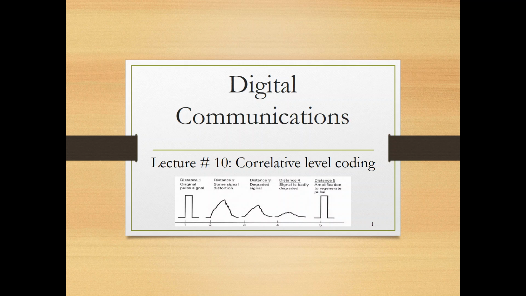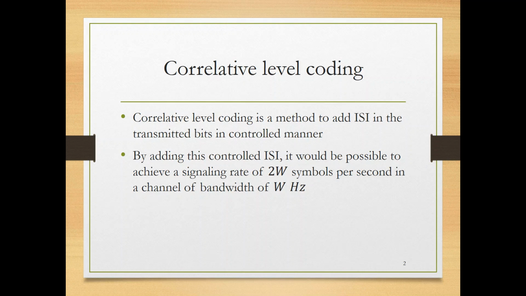So welcome everybody to the 10th lecture of Digital Communication course. This is the second part of this lecture. It's named Correlative Level Coding or Duobinary Signaling. In the previous lecture, we talked about it briefly and we discussed what correlative level coding is.